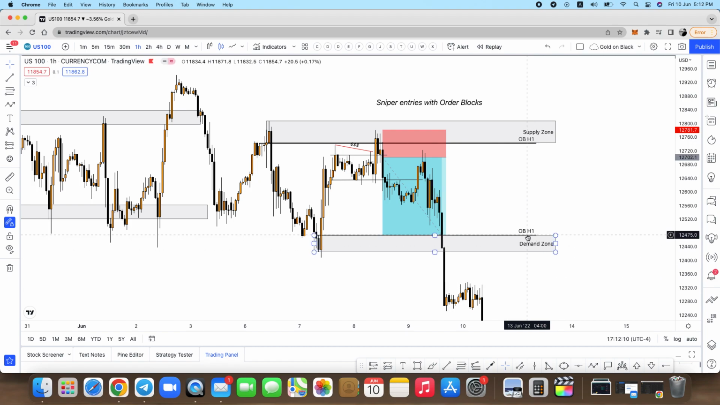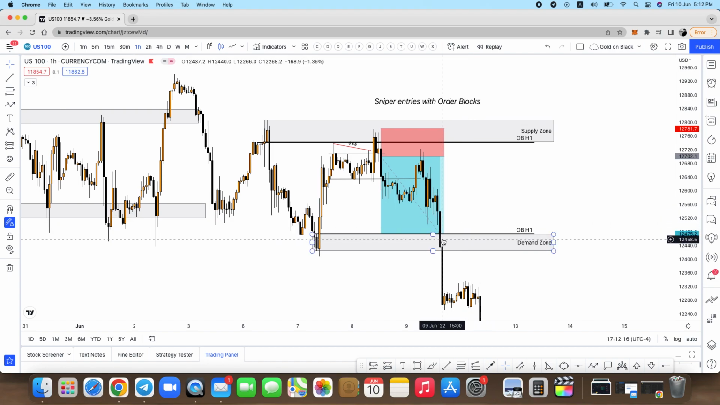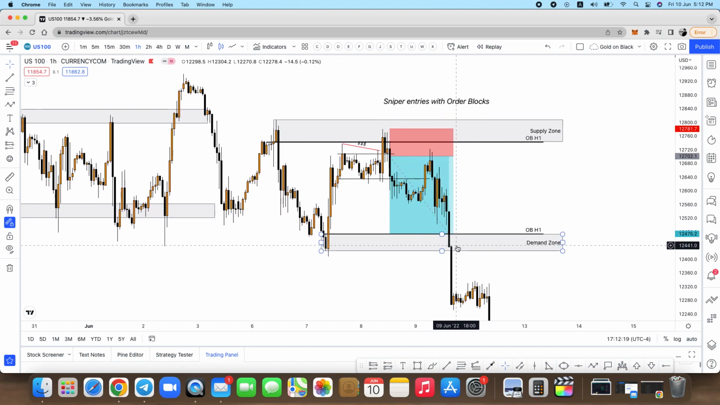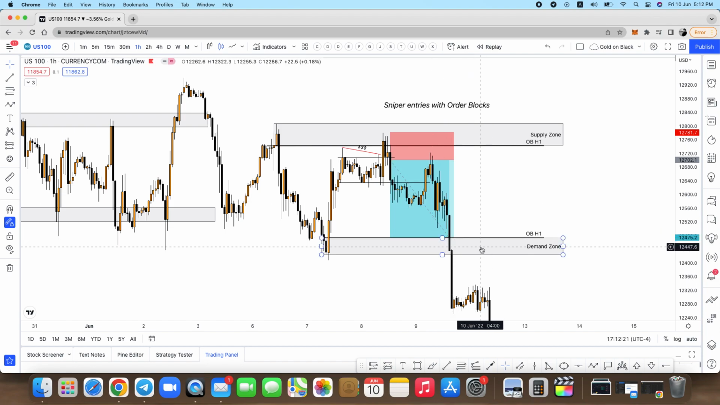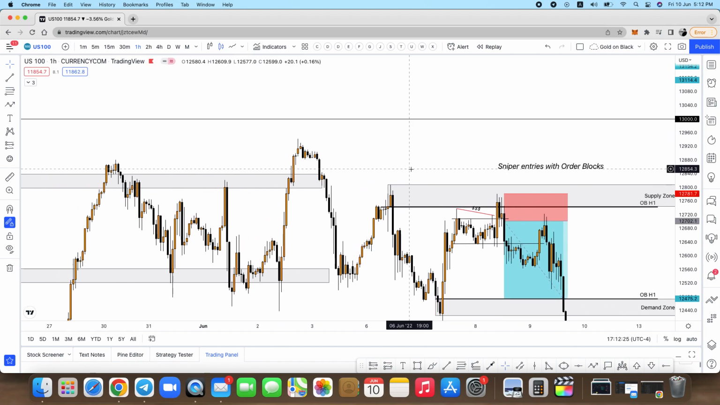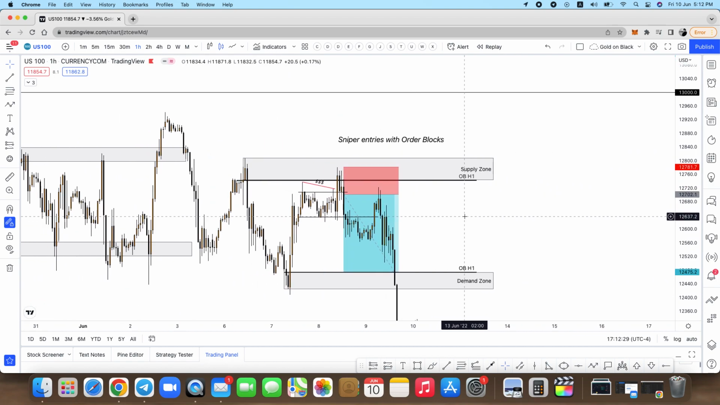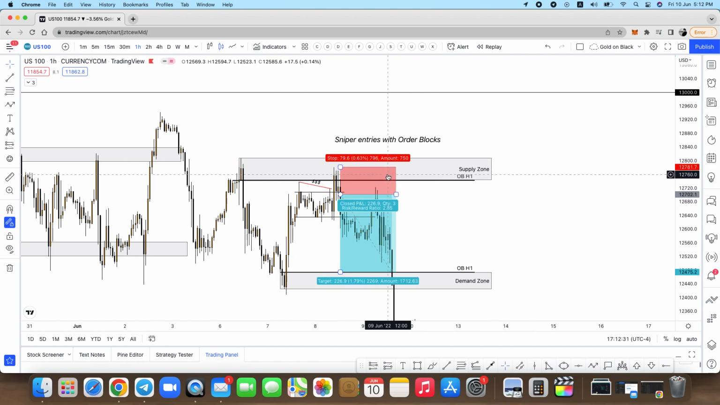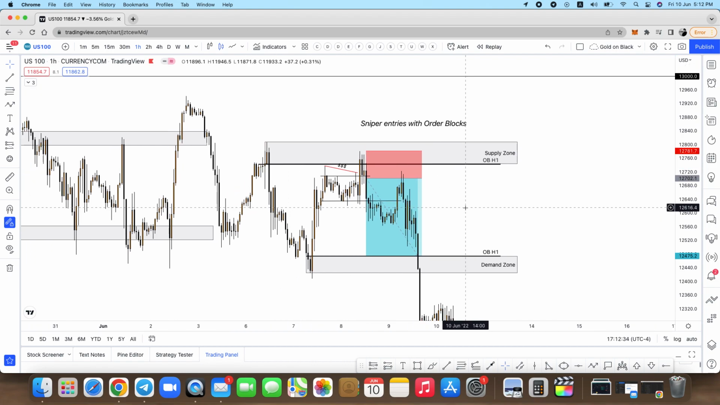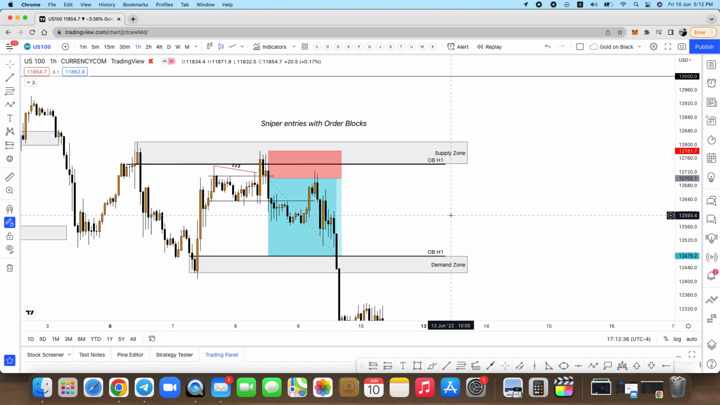So does this mean that this area is wrong? No, it's definitely not wrong. It's just that the market won't always stop there. Just because you spotted a supply or demand zone doesn't mean the market will stop there. Not necessarily. You could spot the best and most beautiful zone, but it won't always work like that.